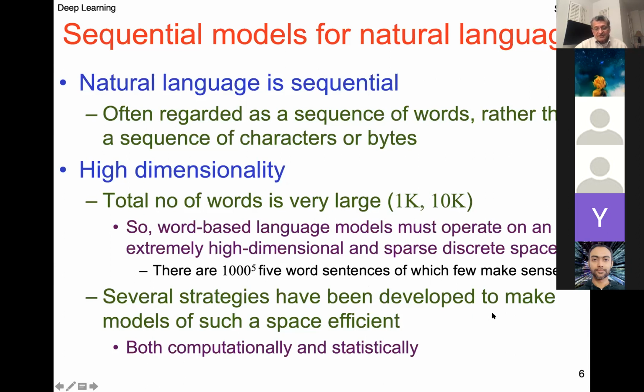Several strategies have been developed to make models of such a space efficient, both computationally and statistically. So there have come up several methods. What could be those methods? N-gram is one of those ideas, which makes it efficient. The embeddings model, that's the neural language models, make it even more efficient than n-grams.